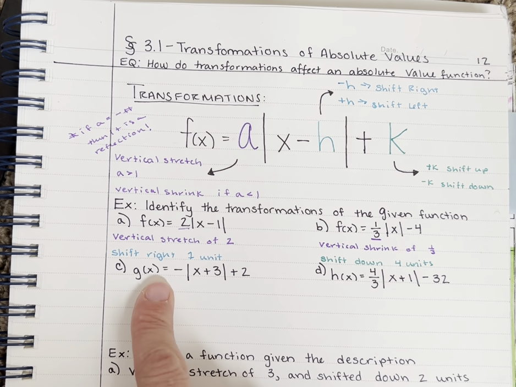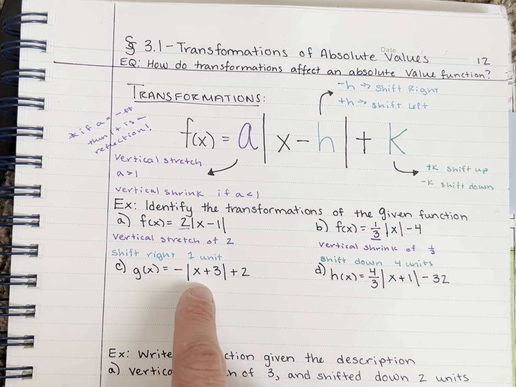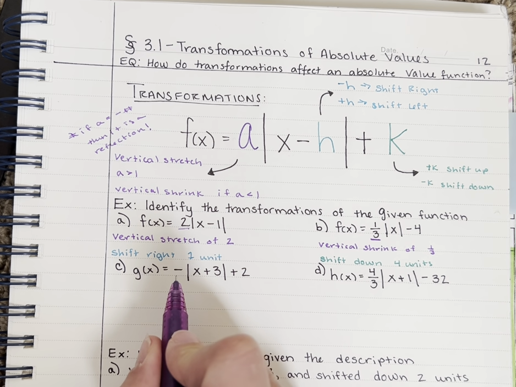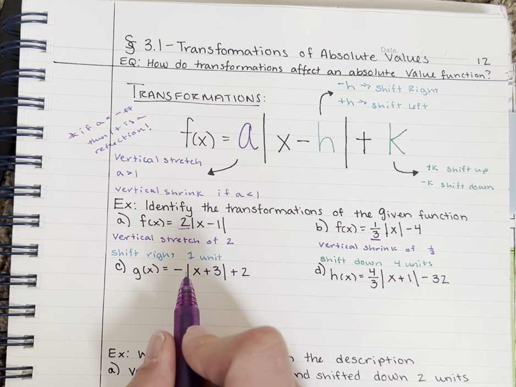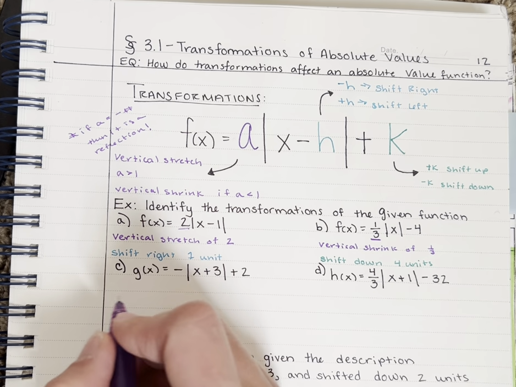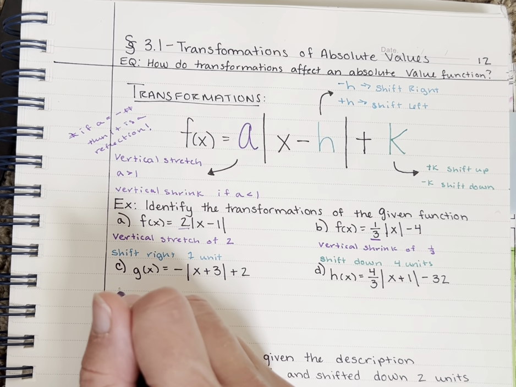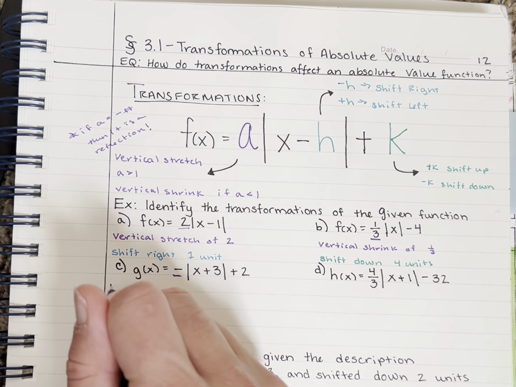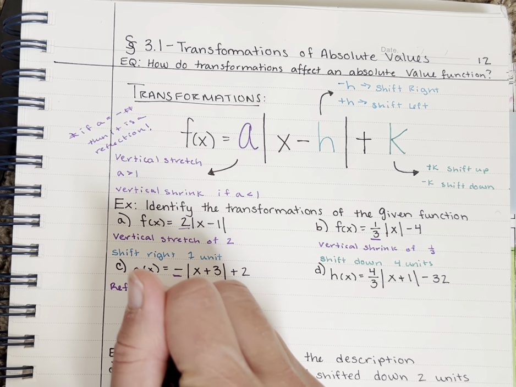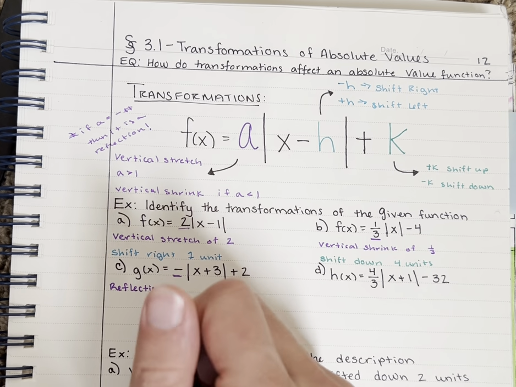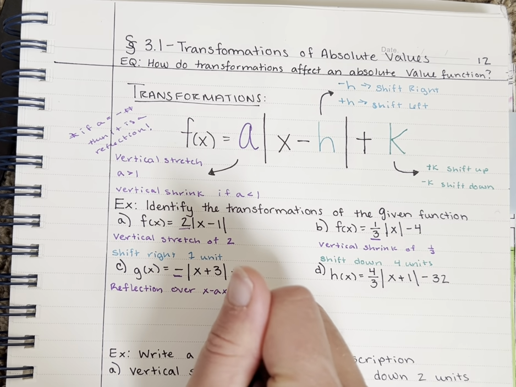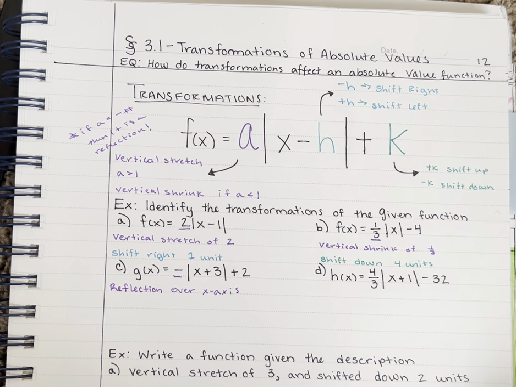Next one, I have g of x is equal to negative absolute value of x plus 3 plus 2. Now the negative is actually an A value, because remember, whenever I have a negative next to an x, it's a -1, it's a coefficient. So this is actually going to be a reflection. The 1 doesn't change it, the negative does. So reflection, it's actually going to be over the x-axis. It flips it upside down. Okay, that's what the negative represents.